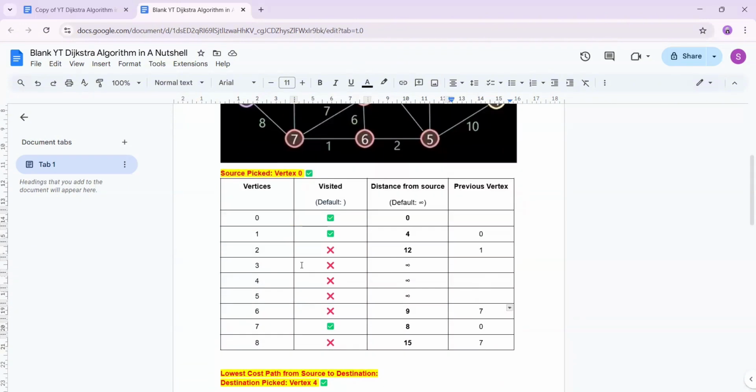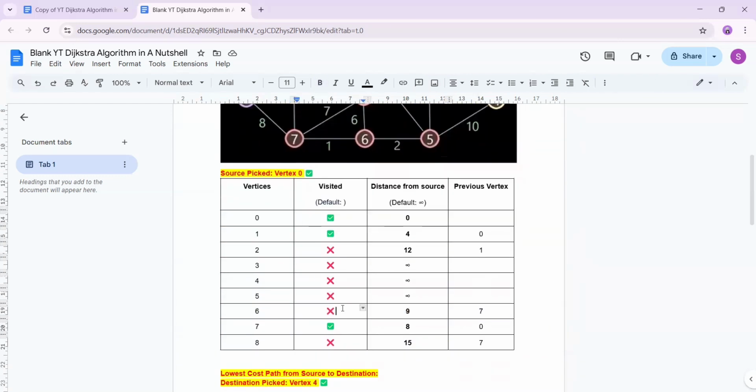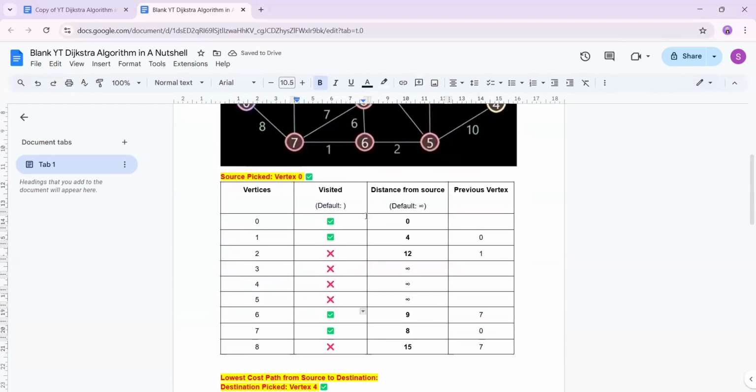So now we repeat the step. We'll check the unvisited ones and see which one has the lowest distance. The only thing I can see is 6. So we'll mark 6 as visited. We'll put here 6 visited.